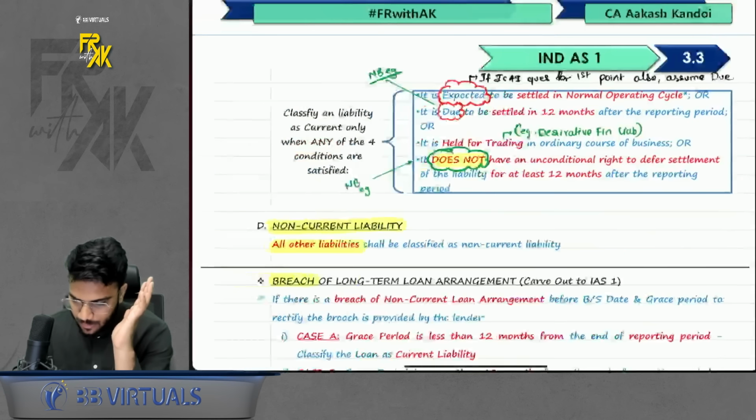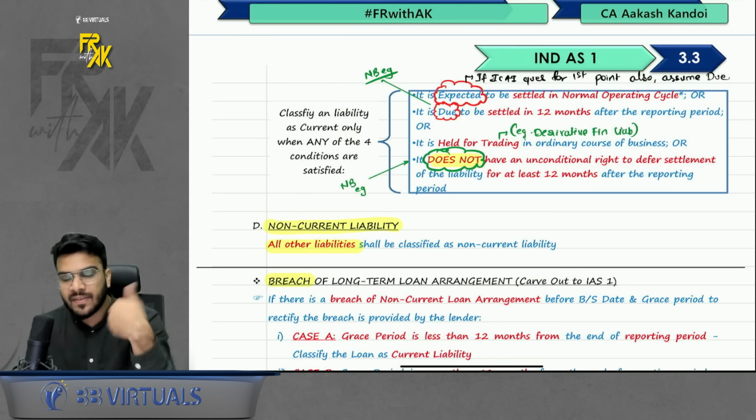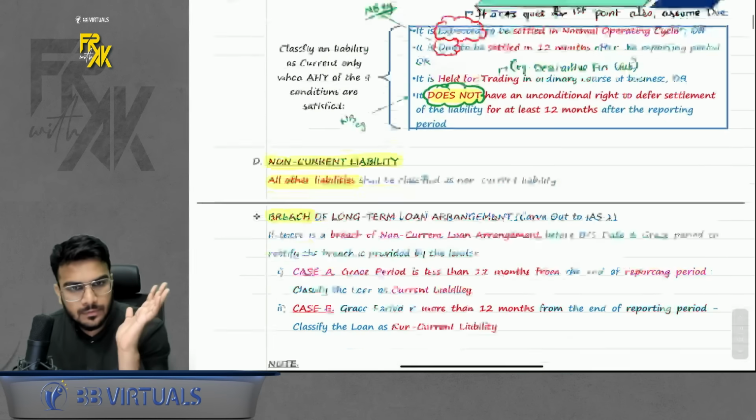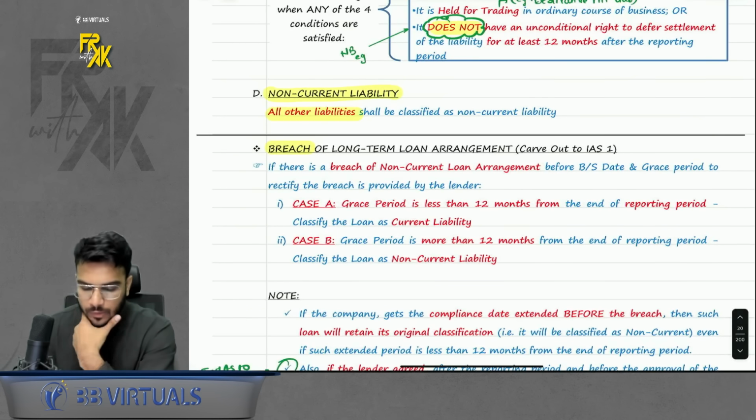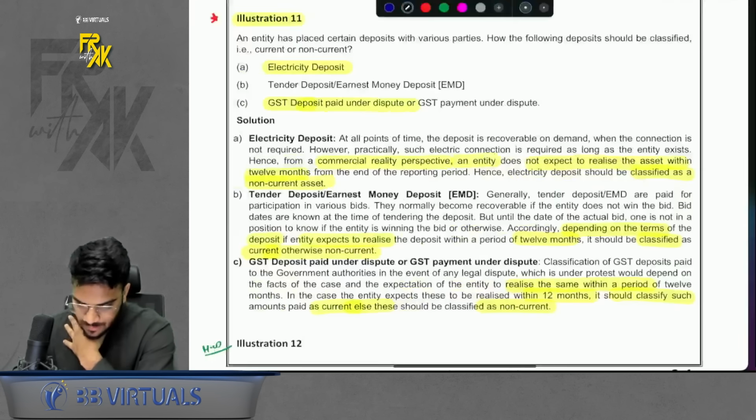So it is written here. If it does not have an unconditional right to defer the settlement, then it will be current. Simple, right? Okay. Then all other cases, it will be non-current. Then we discuss the concept of breach.